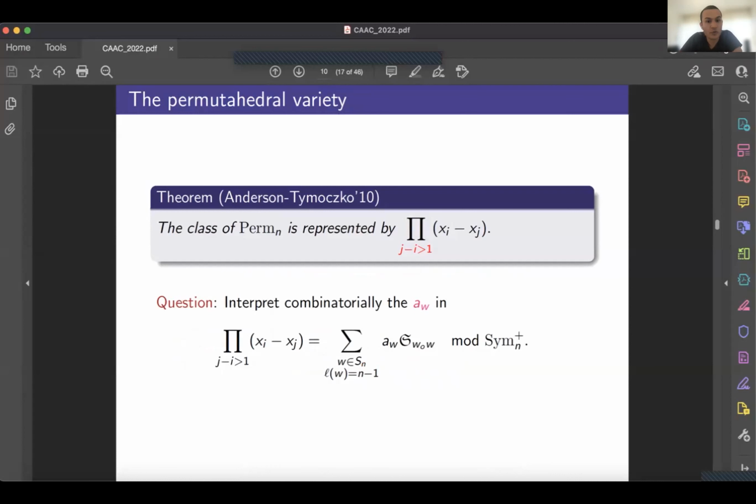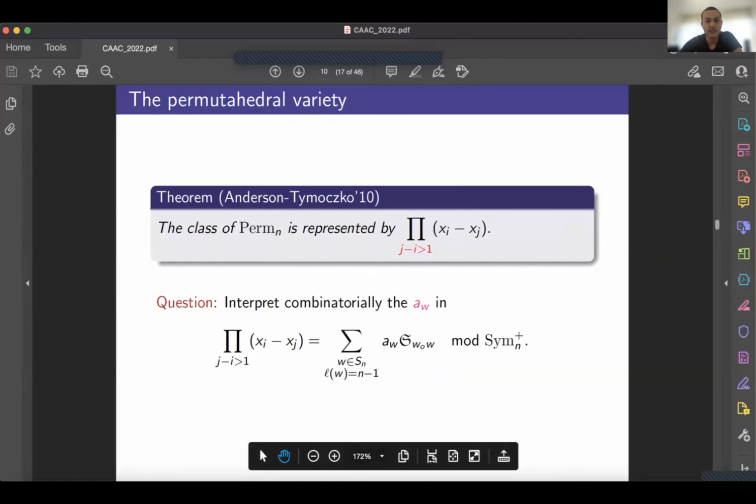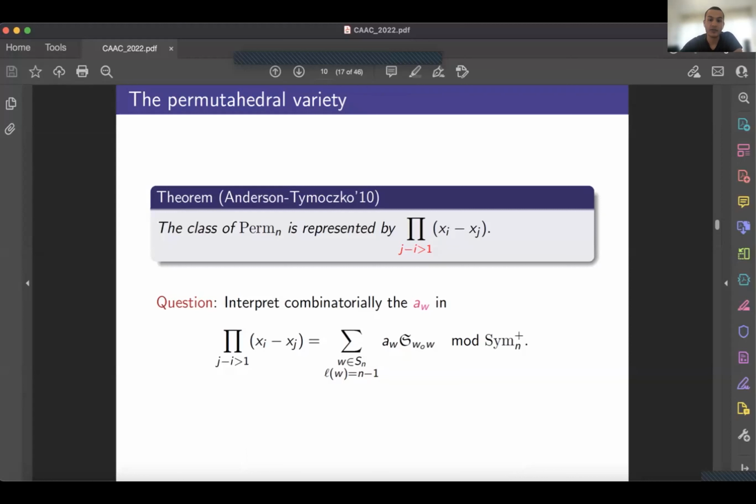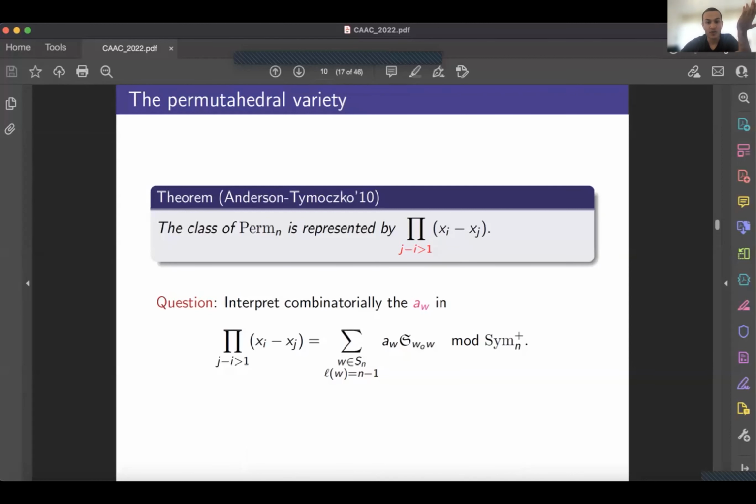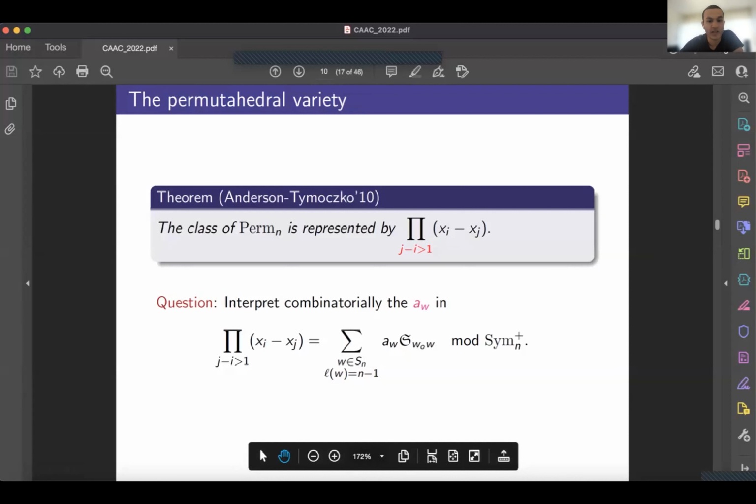Right. So let me now get to my actual question. So Anderson and Tymoczko identified the class of the permutahedral variety inside the quotient, the coinvariant algebra. And it's given by this Vandermonde-like determinant. And then the task that I'm interested in is to expand this as a sum of Schubert polynomials with some coefficients. Right? So on the one hand, you recognize the left-hand side as a specialization of a double Schubert polynomial. But when you expand them, you get products of Schubert polynomials, and multiplying Schubert polynomials is not that easy. So this is not exactly a trivial query.